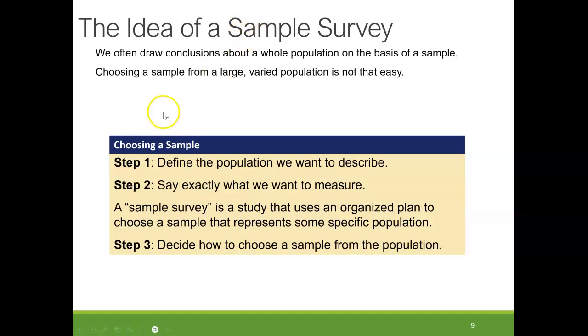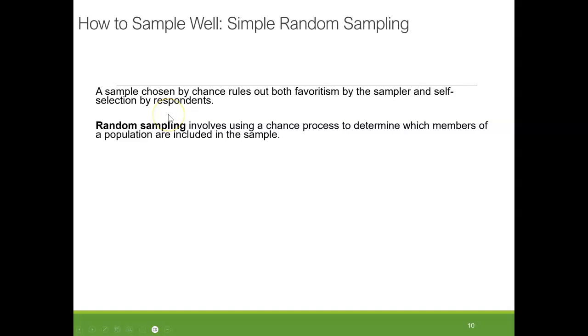And then you decide how to choose the sample from the population. That actually has a big impact as well on how you pick the individuals that are going to go into your sample. So, the different ways to sample. One type is random sampling. This is kind of the gold standard of sampling.